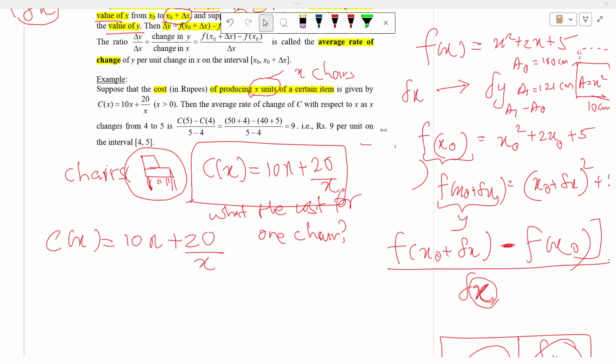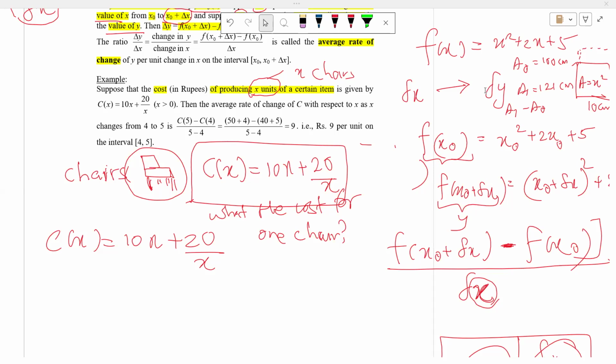Yeah, you are asking why we are using 20 over x. We don't know the meaning, right? A company has some formulas, and that is the relation they found out. We don't know why they are putting 20 over x.